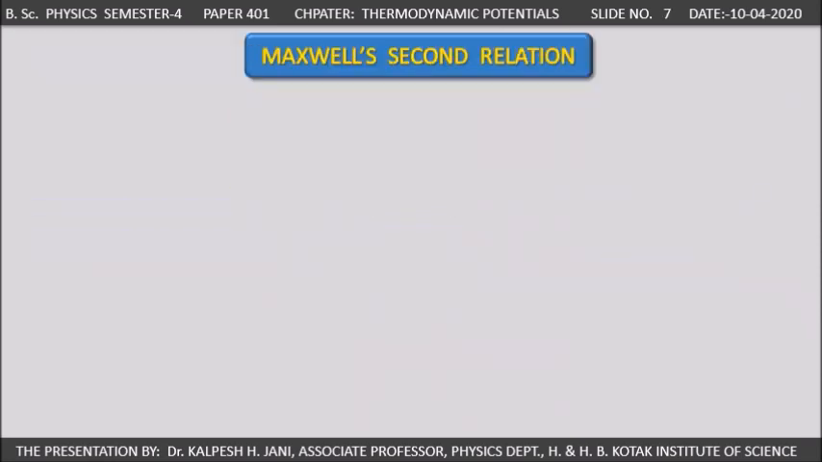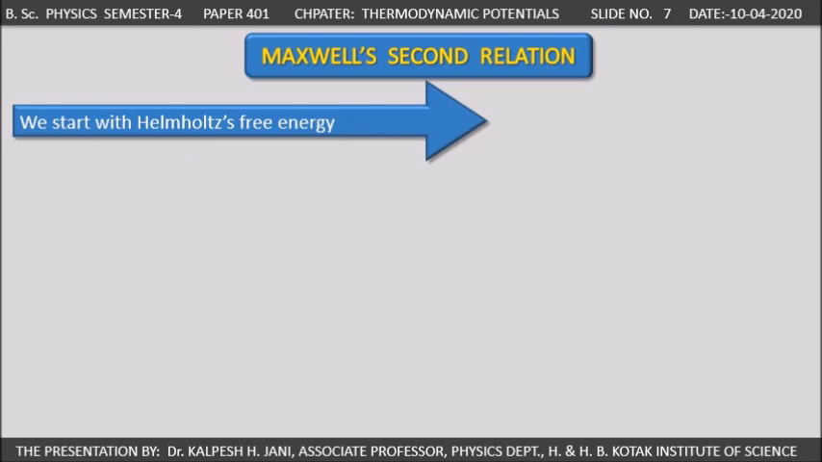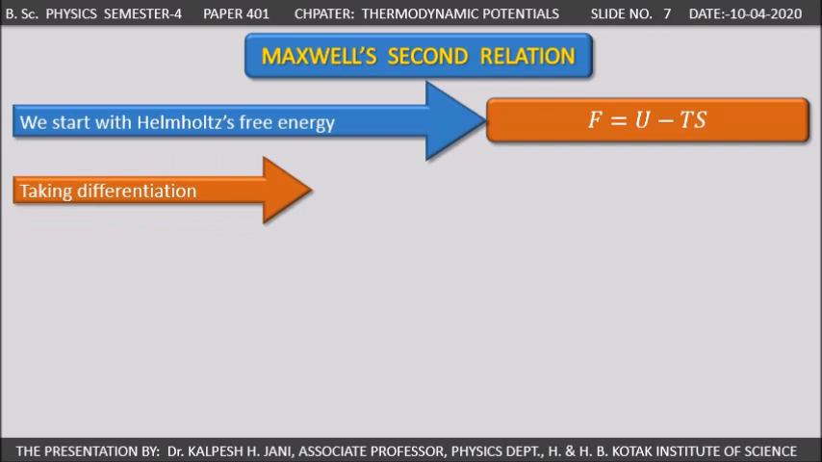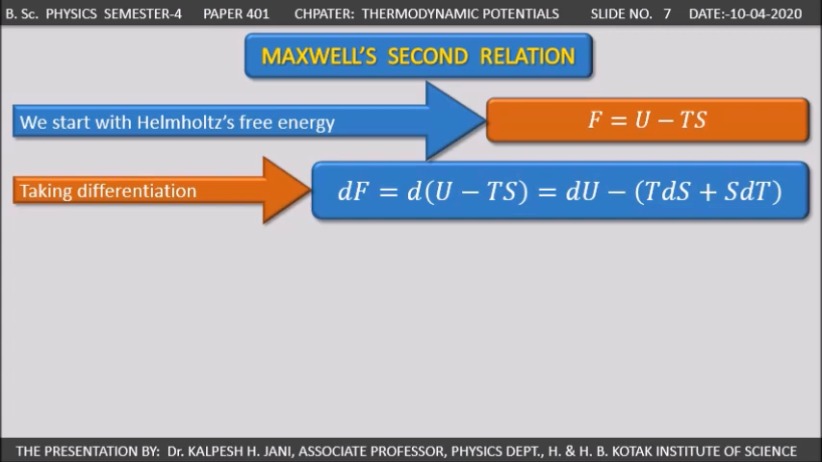So now let us take the second Maxwell's relation for thermodynamics. Here we shall start with Helmholtz free energy, which is given by this equation, F is equal to U minus TS. So if you take the differentiation of this F, you get this equation, dF is equal to the differentiation of U minus TS, which is nothing but dU minus TdS plus SdT.